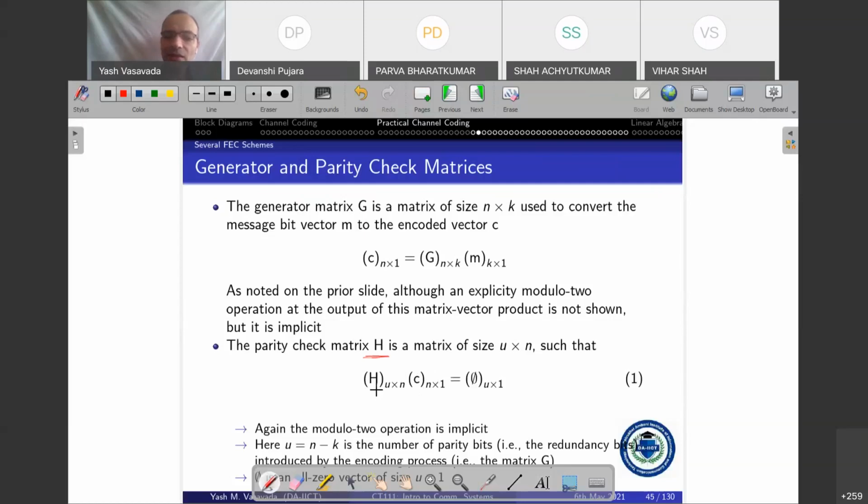But the unique thing about H is that if you multiply H with any one of these C vectors, any one of the valid code words, where C can be any one of the 2 to the power k valid code words, then no matter which code word out of 2 to the power k you pick, a surprising thing about H is that if you multiply that C with H, you are always going to get an all-zero vector. This output is always going to be all zeros.